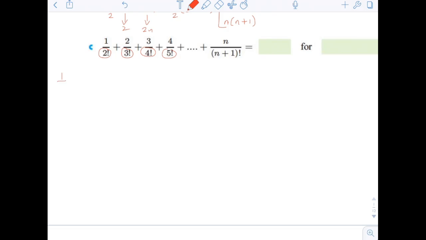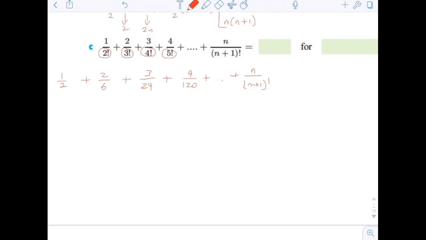So we'll have 1/2, because 1 over 2 factorial is actually 1/2. We'll have 2 over, and 3 factorial will be 3 times 2 times 1, which is 6. We'll have 3 over 4 factorial. 4 factorial is 3 factorial times 4, which would be 4 times 6, which would be 24. And then we'd have 4 divided by 5 times 24, which will be 120. And that will be added all up until we get to n over n plus 1 factorial.